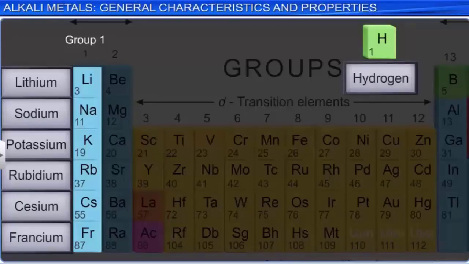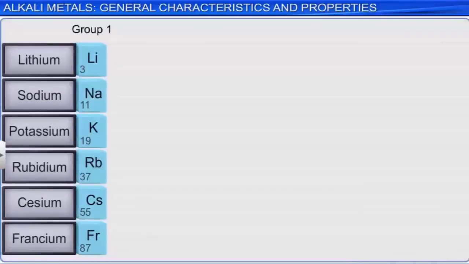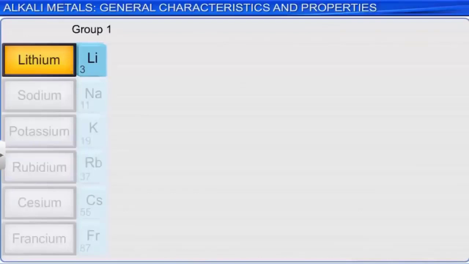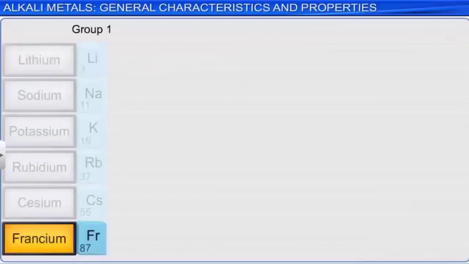Here are some interesting facts about the group 1 metals. Lithium is the most abundant member of the family. Francium is radioactive, and its longest-lived isotope has a half-life of only 21 minutes.